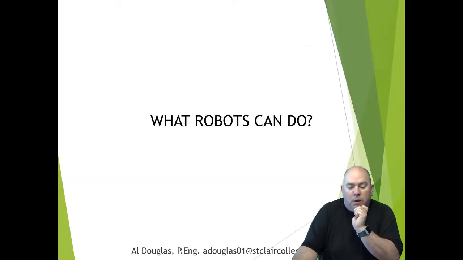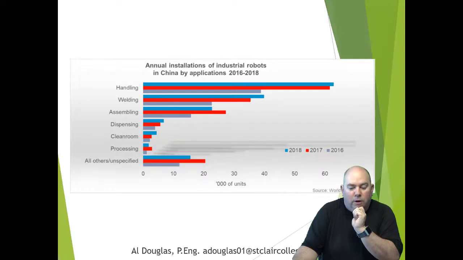And then what are people actually using robots for? Types of jobs that they're doing. Material handling is the big one right here. That is the most common one being done. Welding is second most common. Assembly is the third most common. So those are the three big ones: material handling, welding, and assembling. And those are the primary skills that we're going to be teaching in our program here as well.